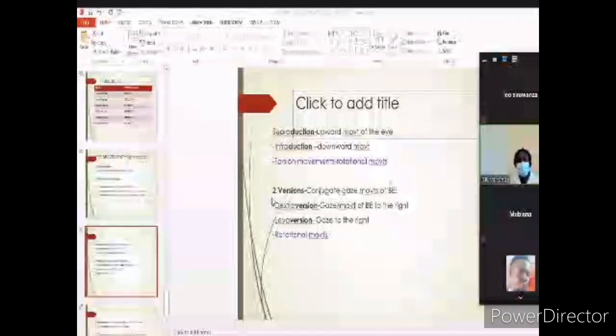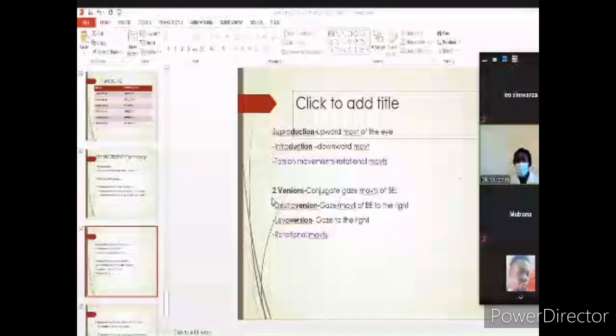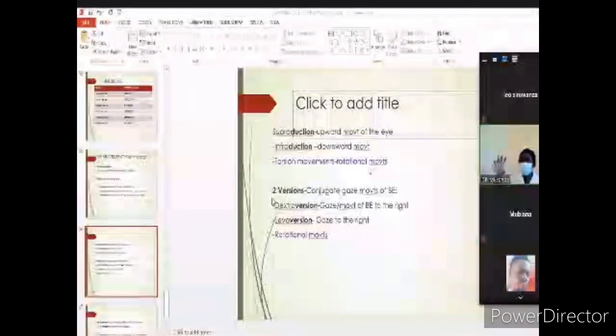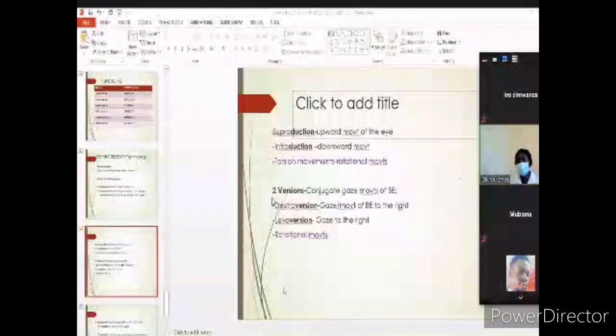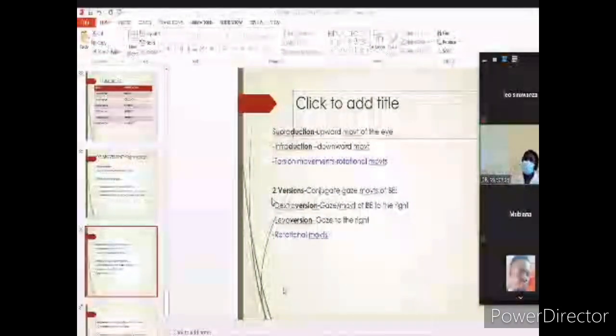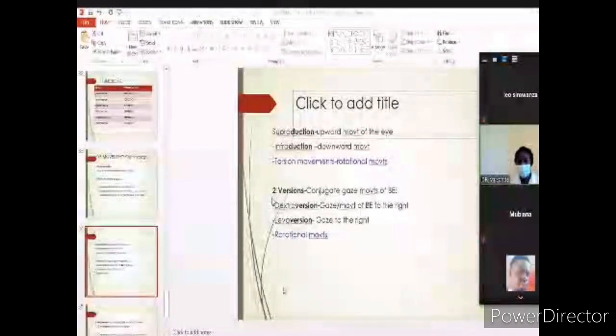Okay, so when we look at torsion movements, these are rotatory movements. I've put them in blue, please don't mind them. They are just complications, similar to secondary movements and tertiary movements. Just concentrate on the primary ones, okay?